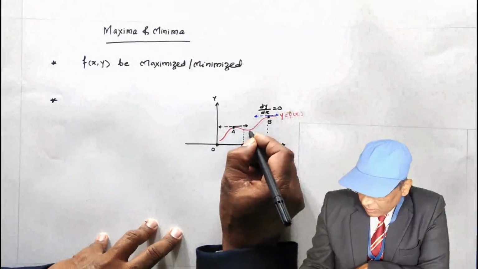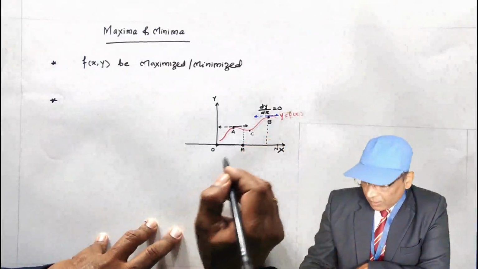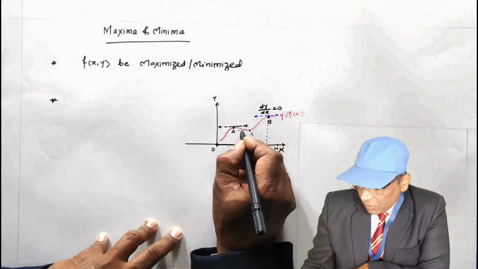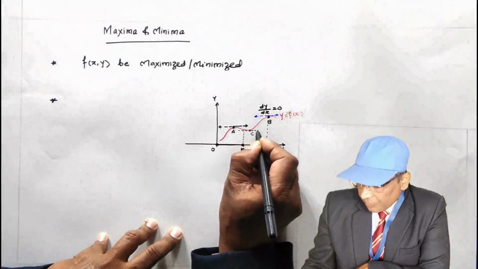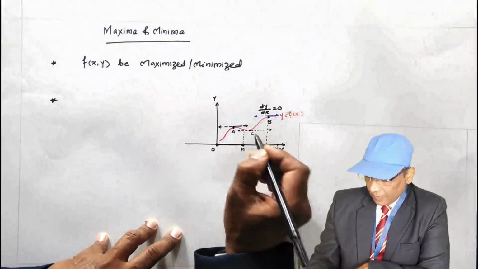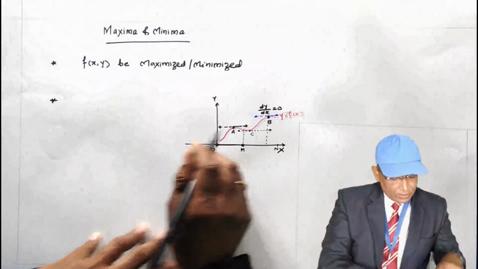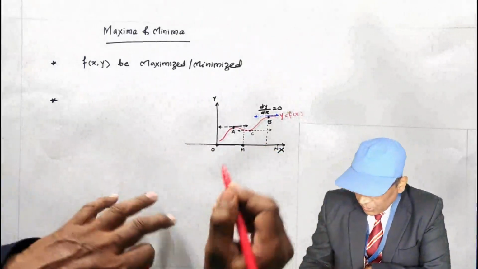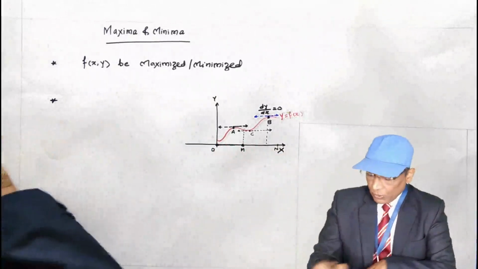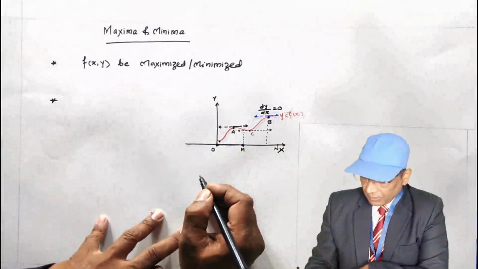Similarly, this point, I am calling this the C point. At this C point, the function has minimum value. This is the tangent to the curve at point C, is it? And at this point also, if it is going like this, then at this point also, the function has minimum value, is it?